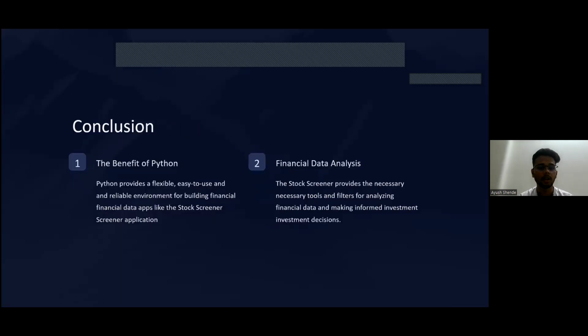And finally, the conclusion is that Python provides a flexible, easy to use, and reliable environment for building financial data apps. And then our stock screener provides the necessary tools and filters for analyzing financial data and making informed investment decisions. So this is it. Do you have any questions?